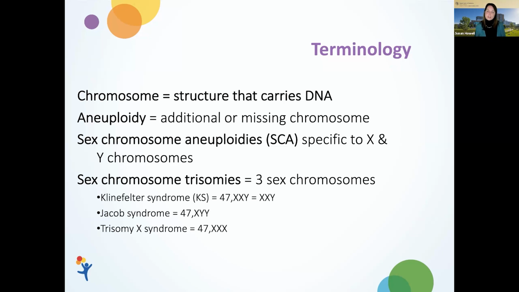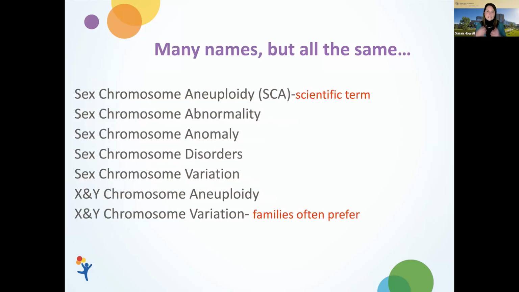When we use the term sex chromosome trisomies, we're talking about having 3 copies of a sex chromosome, or the sex chromosomes. So the common conditions that we refer to are Klinefelter syndrome, or XXY, Jacob syndrome, or XYY, and trisomy X syndrome, or XXX. And while there's a lot of different terms or names that are used for these conditions as an umbrella term, for the most part, they really are all the same from a classification perspective.